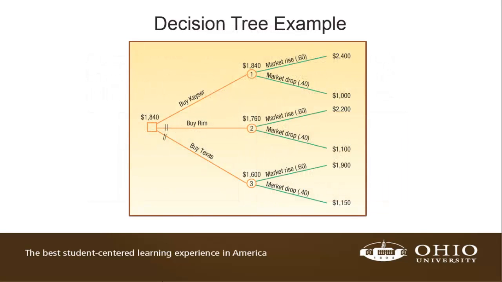Here's an example of the decision tree based on the investment problem we looked at earlier. Note we have only one decision point. We have three choices or alternatives. For each of those alternatives, we have two states of nature or events, and for each combination of alternative and state of nature, we have an outcome or payoff.